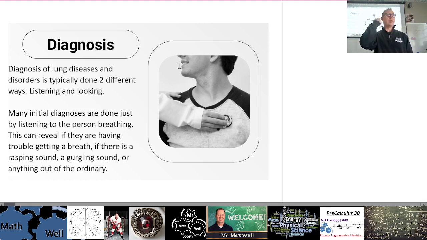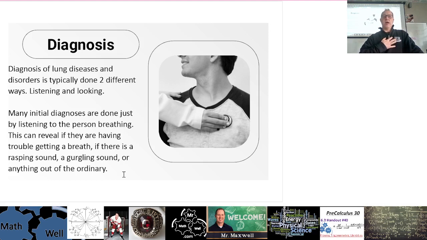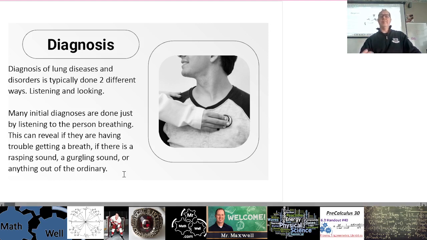Sometimes they'll look in your throat and your ears to see if you have any infection. Initial diagnoses are done just by listening to the person breathing. This can reveal if they're having trouble getting breath, if there's a rasping sound or gurgling sound or anything out of the ordinary. So if there's a crackling too, like if you have infection in your lungs, the doctor that listens to you will often say, yeah, I can hear that you have infection there. It's almost like a rattle or a raspy, jingling sound, crackly, I would say, is the best descriptor for it. So you shouldn't have that kind of sound in your lungs if there's no infection.